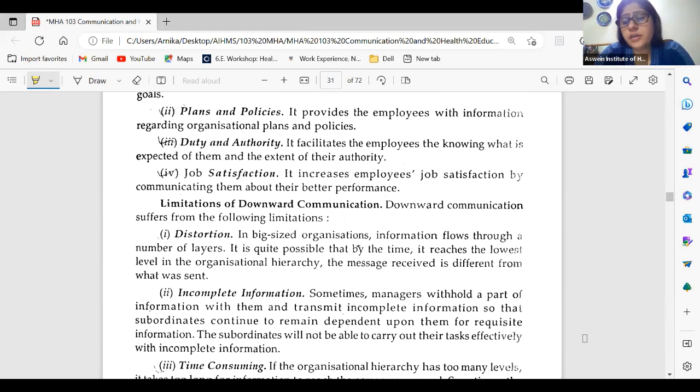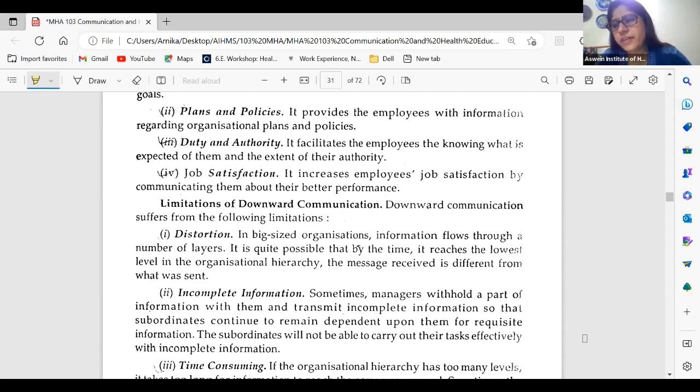time consuming. It is very time consuming. A lot of time is consumed because it is written, it has to be designed, it has to be developed, and then it is passed on. But then sometimes it has incomplete information also, because of what management wants to pass on to the employees, it goes through various levels.